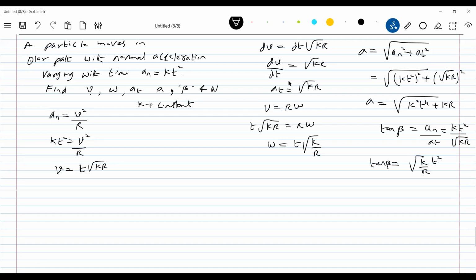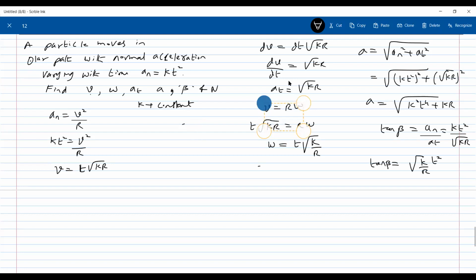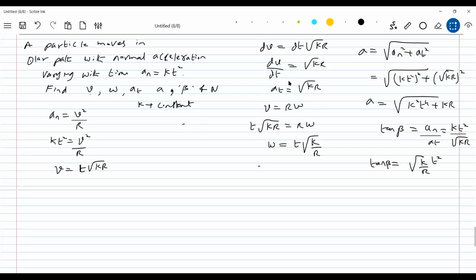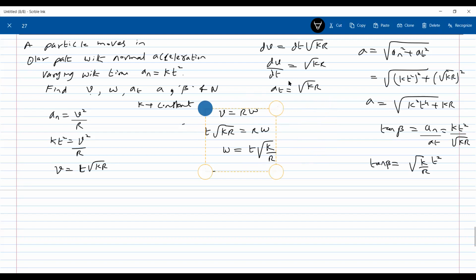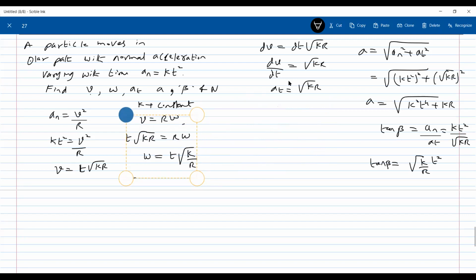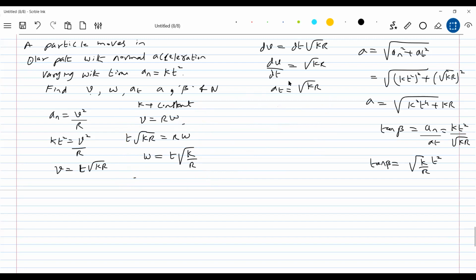What about the angular acceleration? So we know A tangential, and I'll shift this one here. Then we know A tangential equals R alpha. A tangential is root kR. So what is alpha? Alpha is root of k by R.